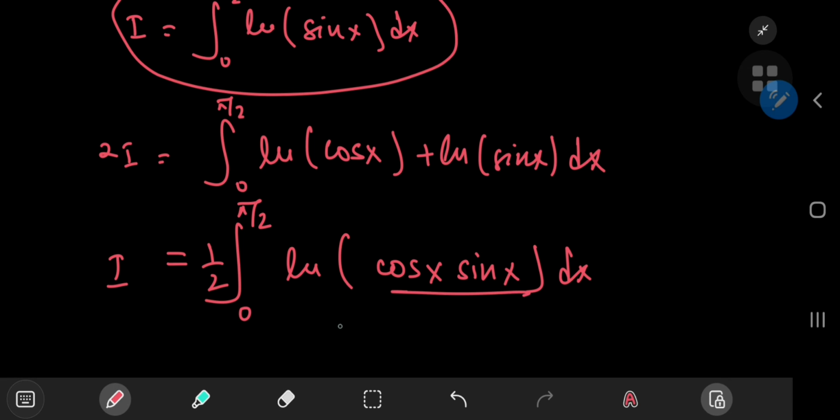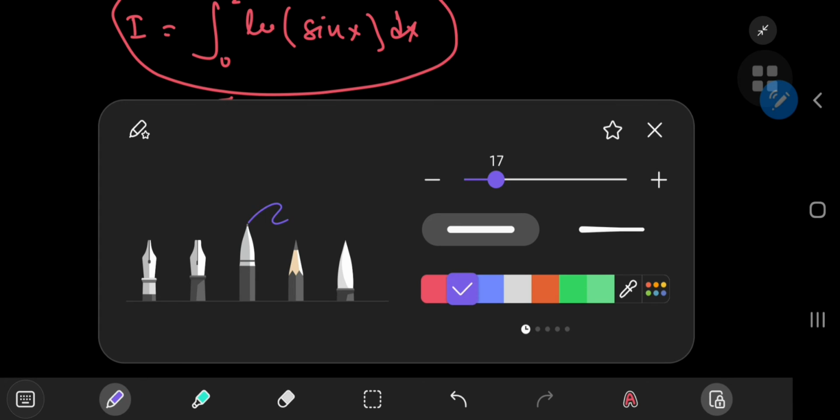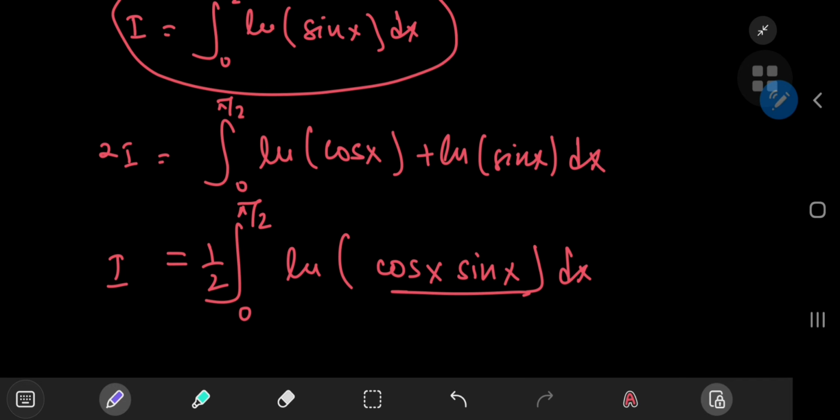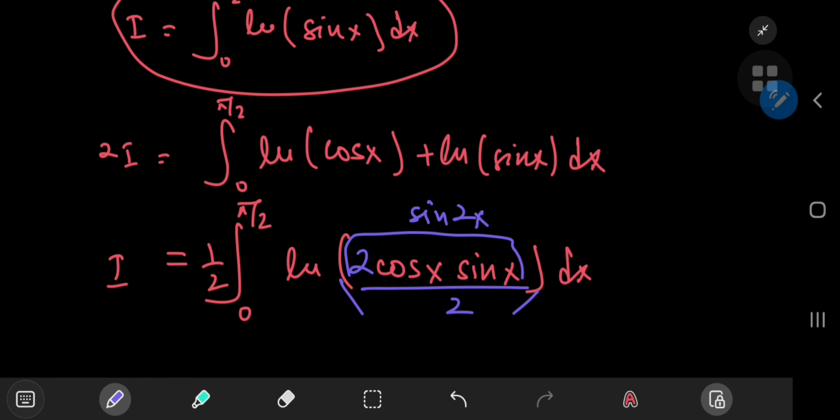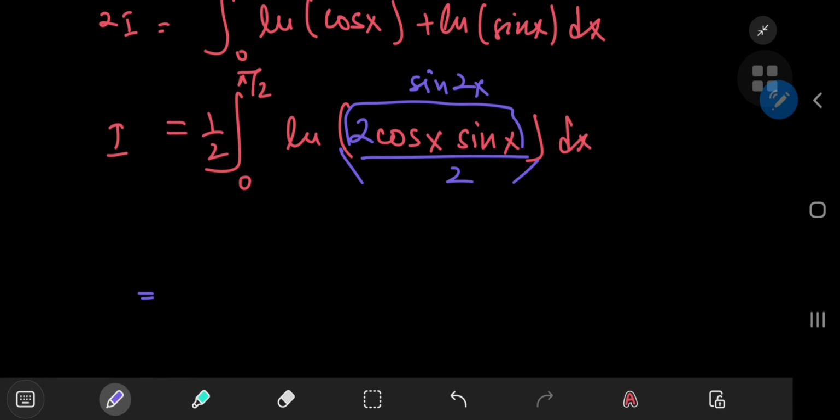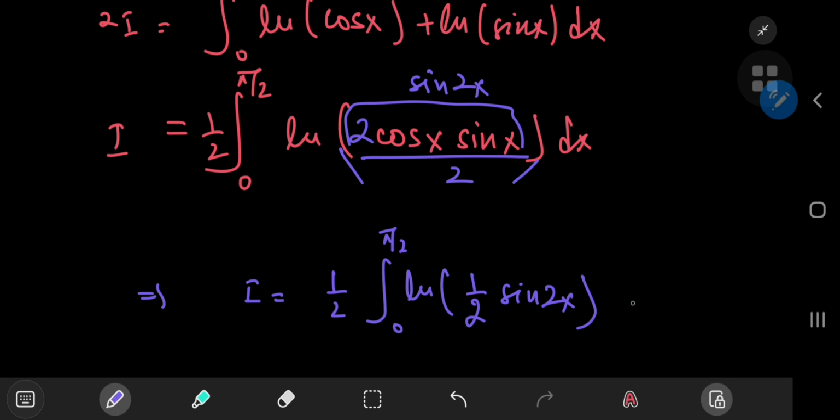Now here we have the cosine of x times the sine of x. The product of the sine and the cosine is quite common in basic trigonometry. That is, if you multiply this by 2, and of course we have to divide by 2 as well, then what you have in the numerator is in fact the sine of 2x. So this implies that I equals 1/2 of the integral from 0 to pi by 2, natural log of 1 by 2 times the sine of 2x, integration with respect to x, of course.